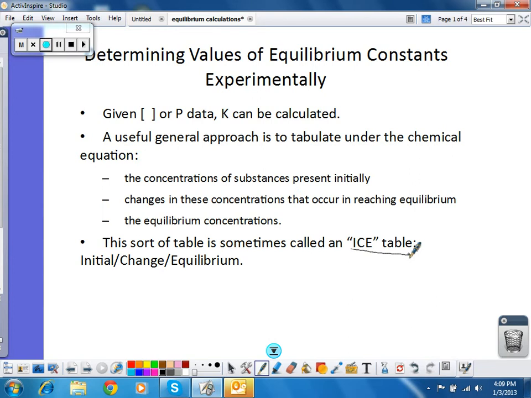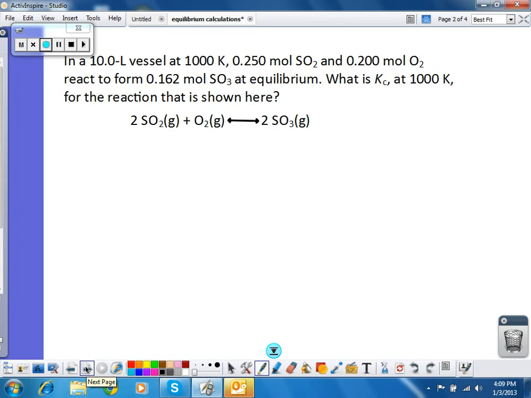To use an ICE table, we look at three different pieces of information. We look at initial concentrations, we look at changes in concentrations, and we look at equilibrium concentrations. Thus the acronym ICE. Let's take a look at a couple of examples. This first one is pretty simple. You're given equilibrium amounts of everything, and you're asked to calculate Kc.